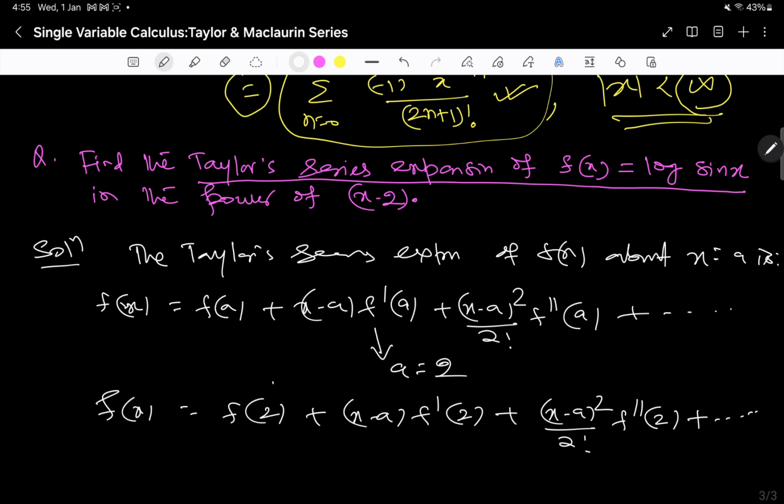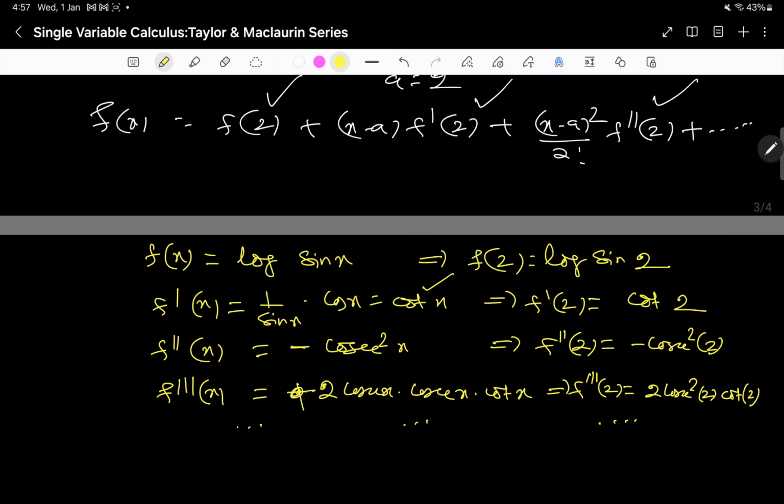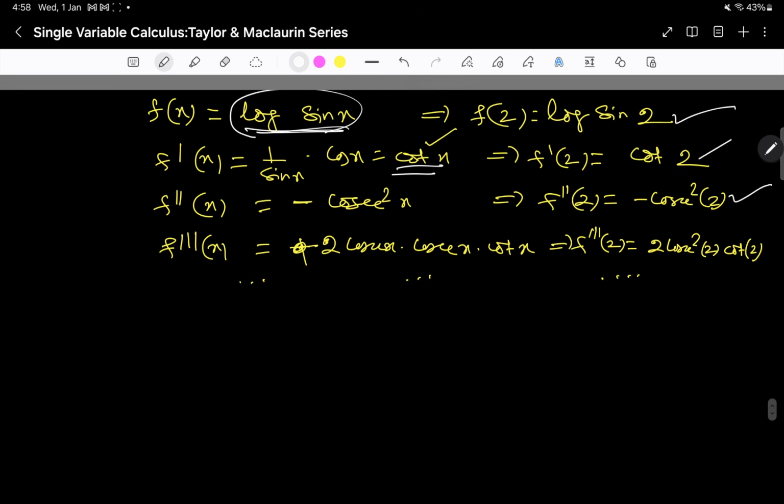So individually let us find what is f of 2, f dash 2, f double dash 2 and so on. Now if you differentiate, f of x is log sin x, and f of 2 is this. If I find the derivative of this, log sin x gives 1 by sin x, by chain rule the derivative of sin is cos, so it is cot x, so f dash 2 is cot 2. Similarly f double dash x, f double dash 2 and f triple dash x, so let it be my equation star. Okay, now star follows.